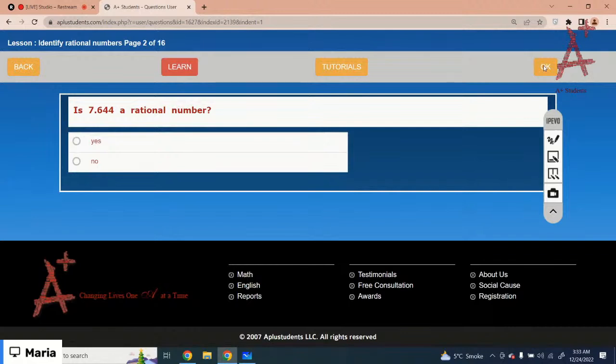Then the next one: is 7.644 a rational number? That's the one we did on the board in the tutorial. So yes, it is a terminating number. Got it? A terminating number means you don't have continuing digits. The digits end at 7.644. So yes, it is a rational number. Got it? The correct option is yes.